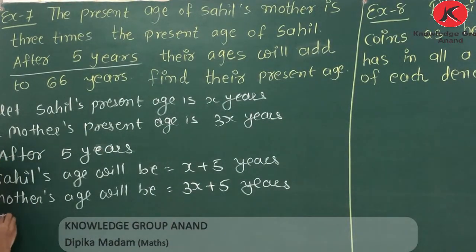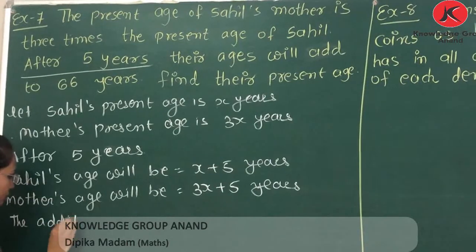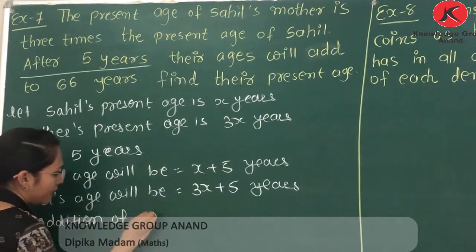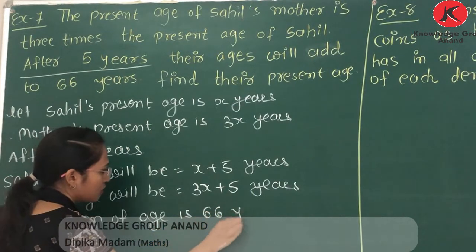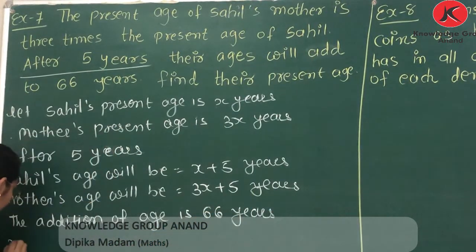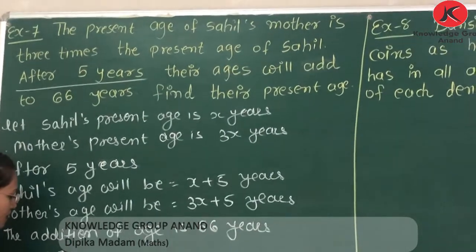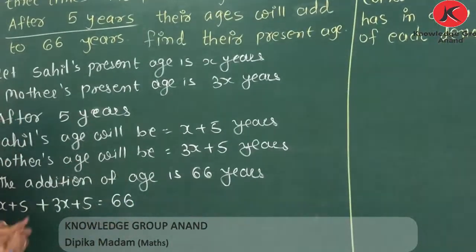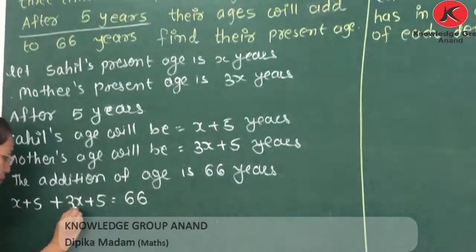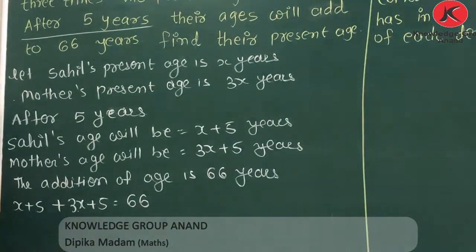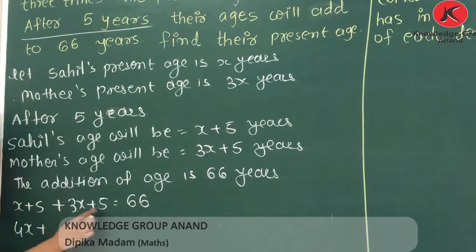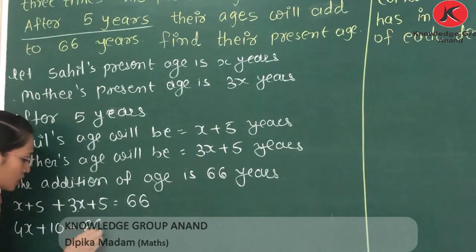Means the addition of ages is 66 years. So you can write x plus 5 plus 3x plus 5 is equal to 66. Now we have the equation. Do remember that whenever there are like terms, we already learned the concept of like terms and unlike terms in the 7th standard. So x and 3x are like terms, so we can add them. x plus 3x is 4x. 5 plus 5 is 10, equal to 66.